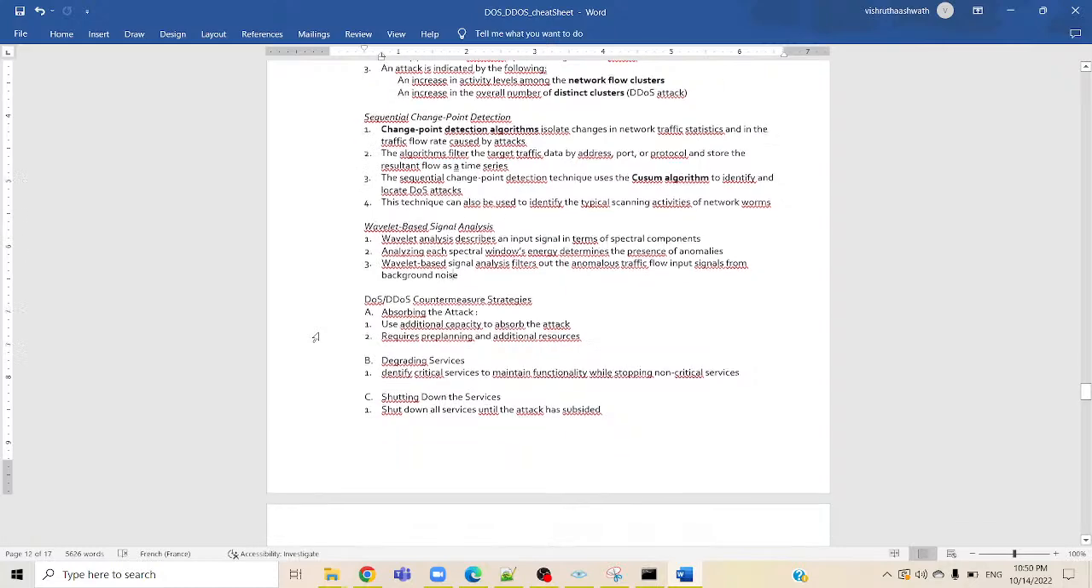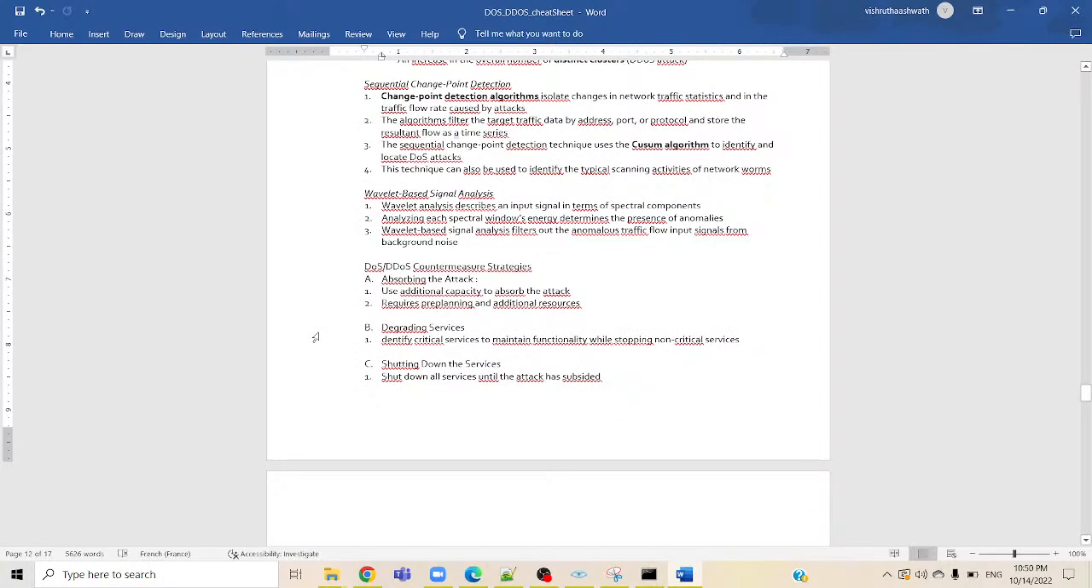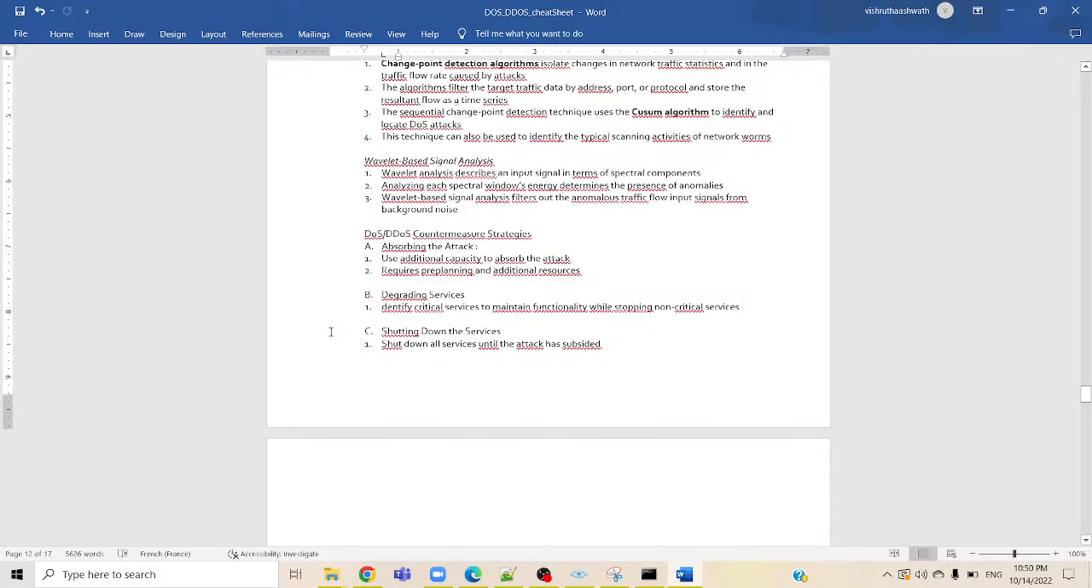DoS/DDoS countermeasure strategies. First is absorbing the attack. How do we absorb the attack? There are two techniques. Use additional capacity to absorb the attack, but this requires pre-planning and additional resources. Or degrade the services: identify critical services to maintain functionality while stopping non-critical services. This is degrading the services. Shutting down the services: shut down all services until the attack has subsided.